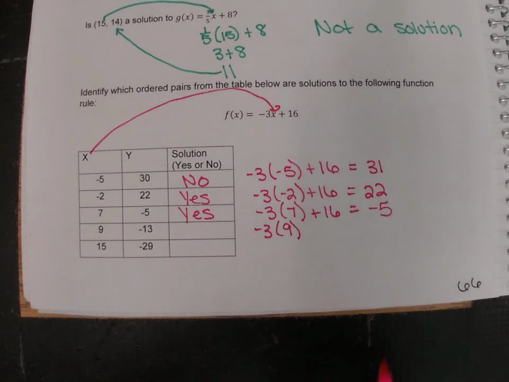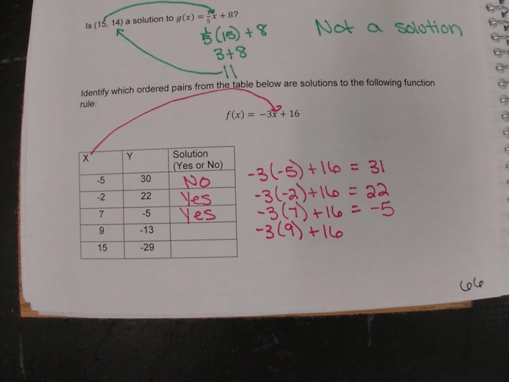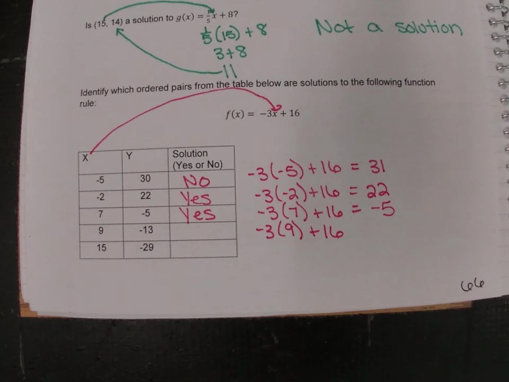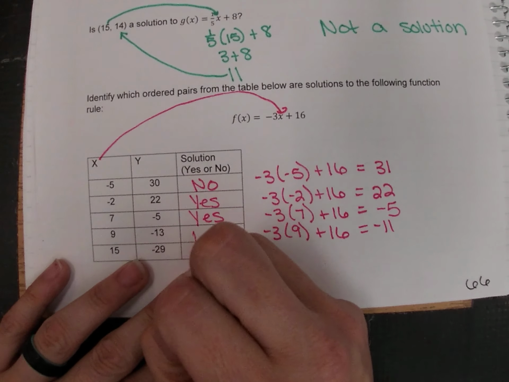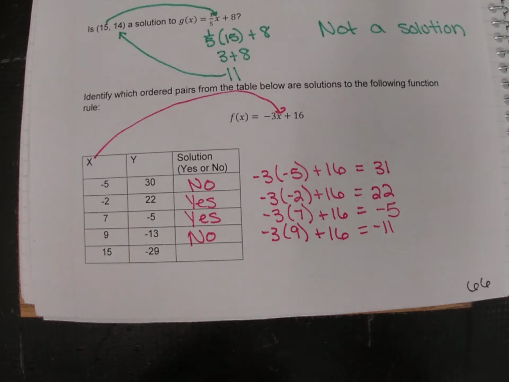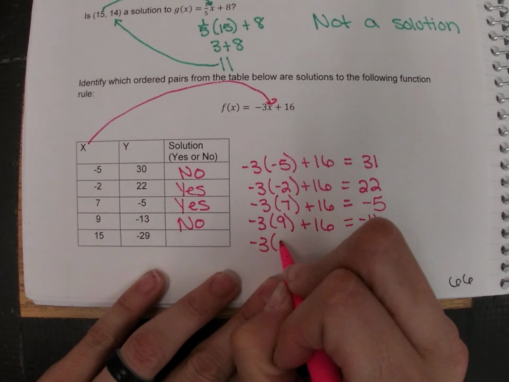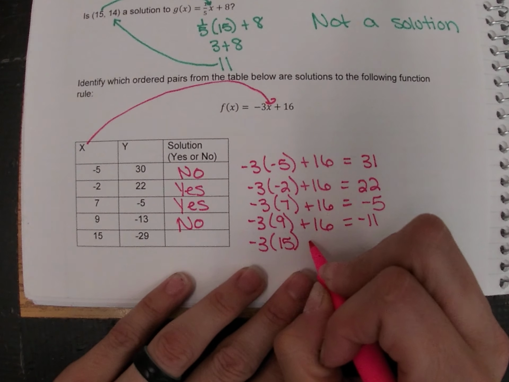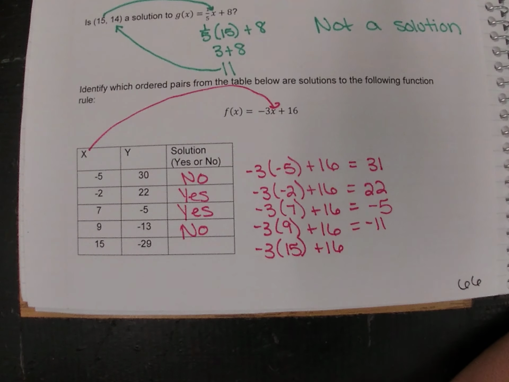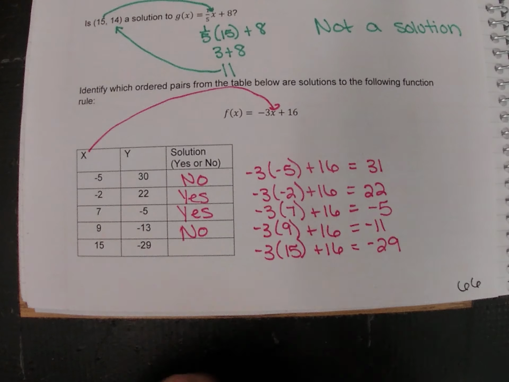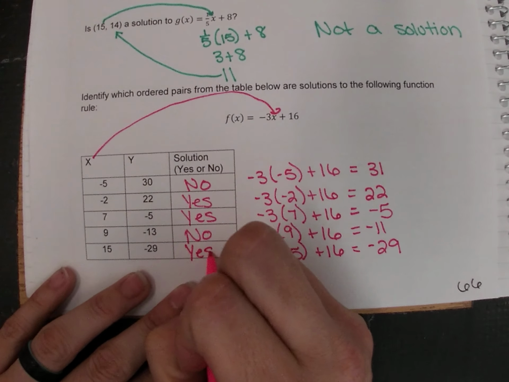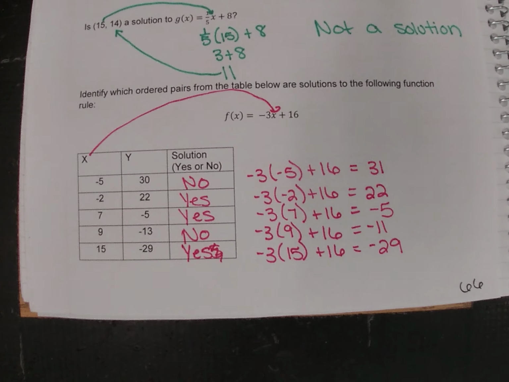-3 times 9 is -27. -27 plus 16 would be -11. So this does not match. So that's a no. -3 times 15 would be -45. Let's see, -45 plus 16 would give us -29. And so those do match, and this would be a yes. Oh, not 2 S's, just 1.